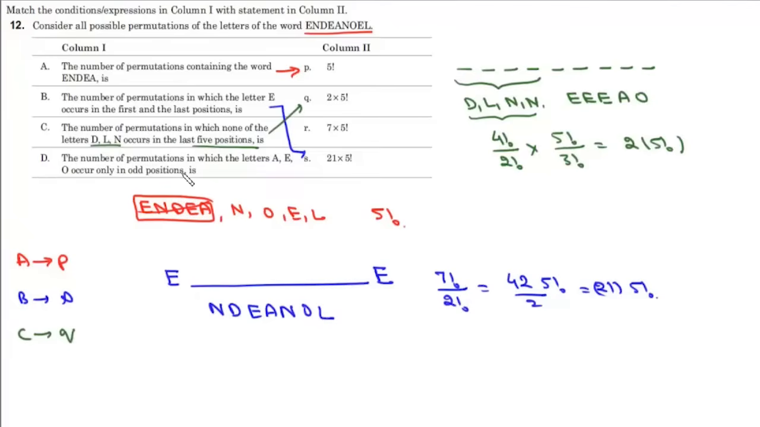And finally, the number of permutations in which letters A, E and O occur only in odd positions. If we look at odd positions, we have 1, 2, 3, 4 and 5. So 5 positions are reserved for E, E, E, A and O, and the remaining 4 will be reserved for D, L, N, N. So it'll be the same case. Again we'll end up getting 2 into factorial 5. So this D also matches with Q, and that is the answer to this question.